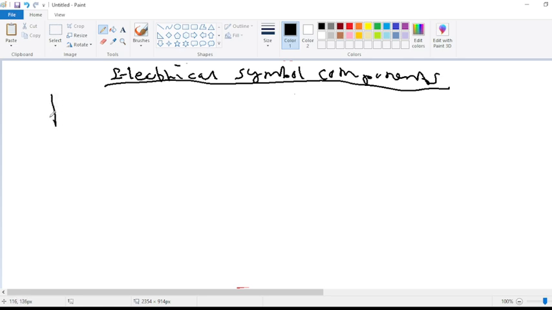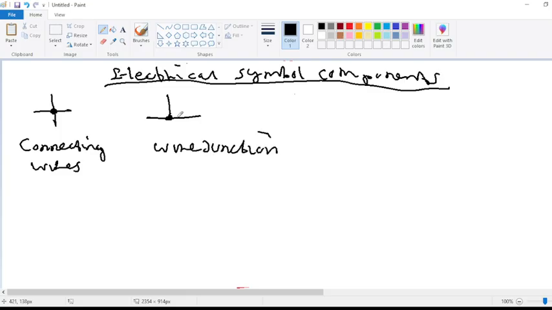We have this here, and there's a node here. These are just connecting wires. They are connecting. But if you had something like this, there is a node here as well. That's a wire junction. This one here is the junction. Then if you just have something like this that doesn't have a node here, these are just crossing wires. Crossing wires.